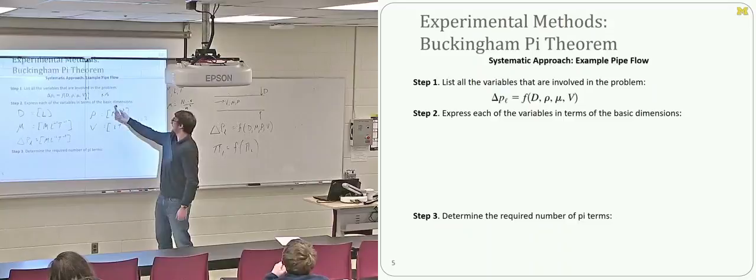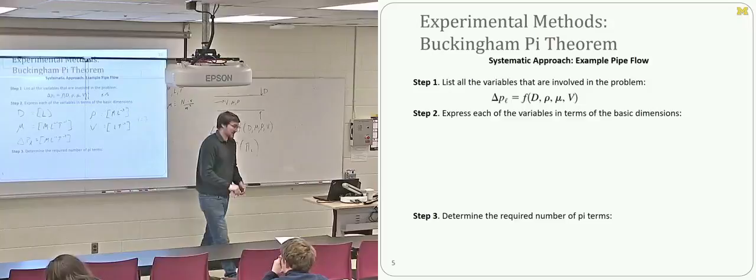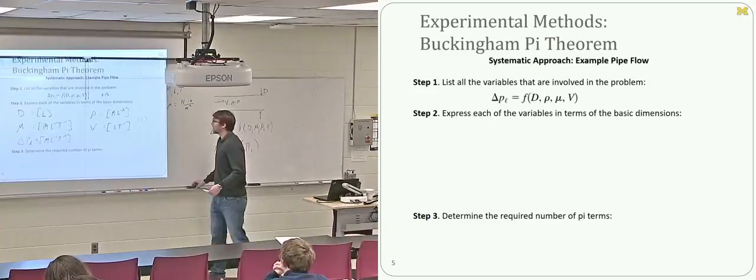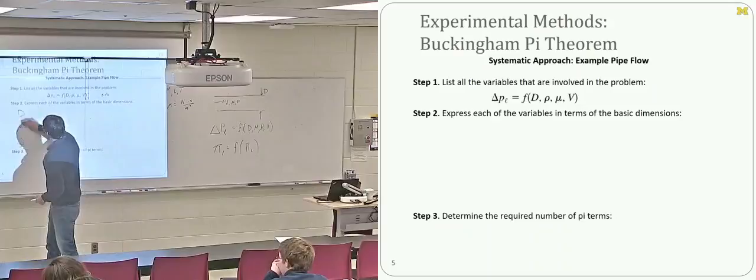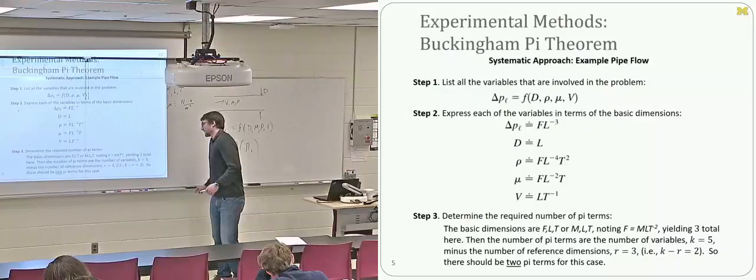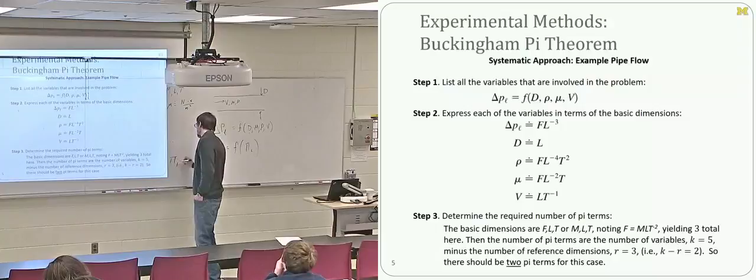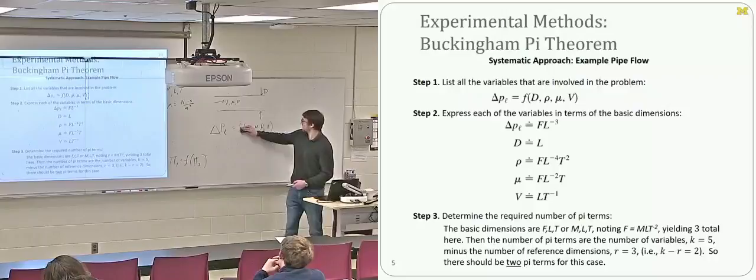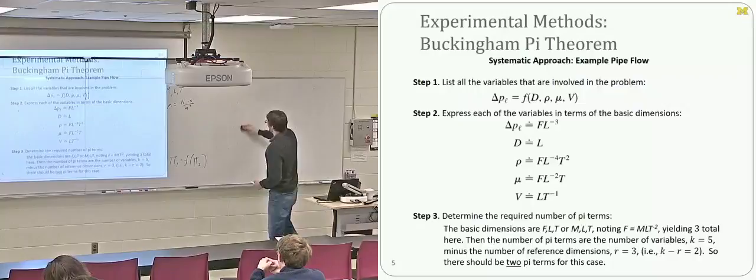Okay, so we've got k equal to 5, r equal to 3, which means the required number of pi terms is going to be 2. So this tells us we're looking for a relationship of something like pi 1 is equal to a function of pi 2, right? Pretty good considering that we know ahead of time that's what we're looking for. What I should have done is written all this stuff up over here. I'm going to do that now.